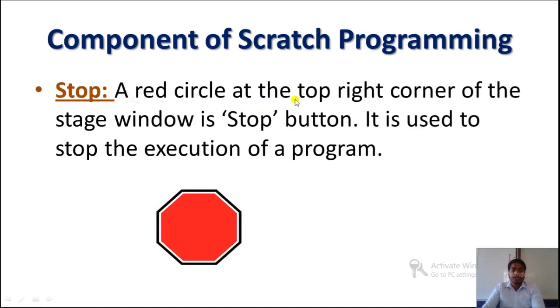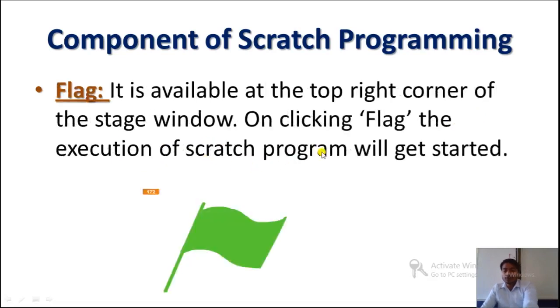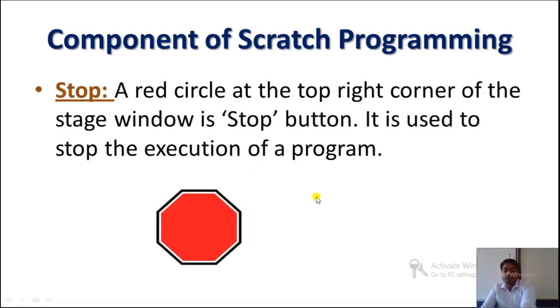A red circle at the top right corner of the stage window is the stop button. It is used to stop the execution of a program. So the green flag allows us to start the execution, and this red button allows us to stop the execution. Now let me show you.